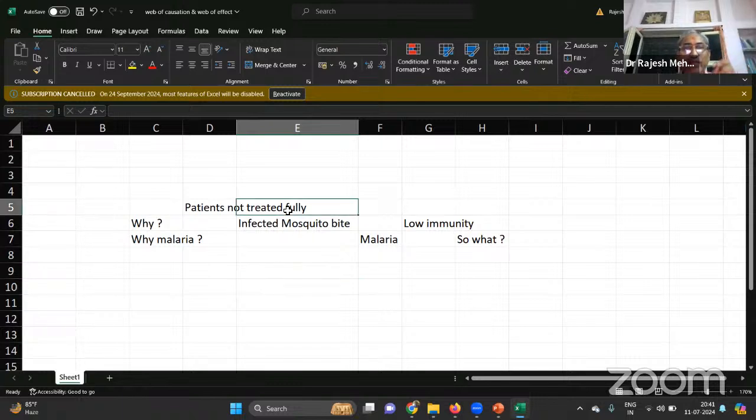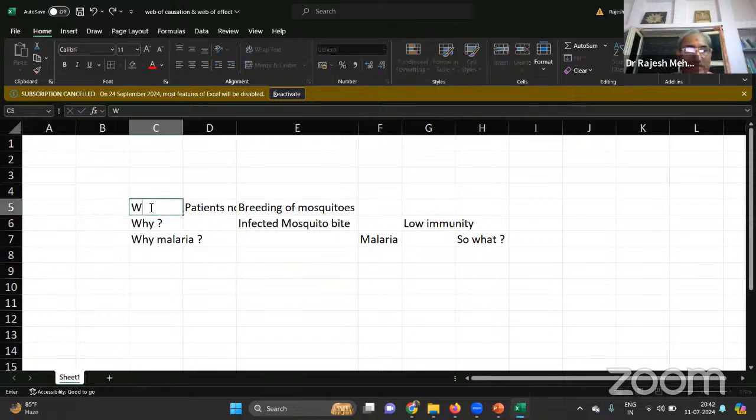And the second reason could be the breeding of mosquitoes. There can be three, four, five things. People are not using personal protective measures, so many things will come. But because of lack of space and lack of time, I'm looking at only two or three things.